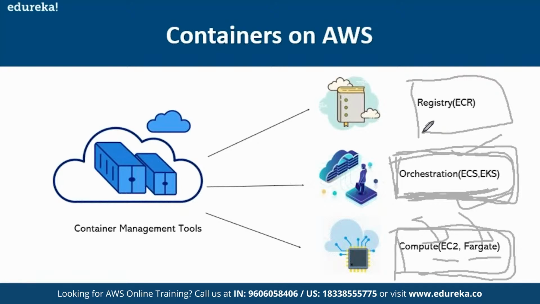So what happens is, registry is the ECR service. It's called Elastic Container Registry. So basically, whatever number of images you are creating get registered in this registry. Whatever number of images of those containers that you are creating, you will be able to create that through your ECR service. So this is what your registry is.